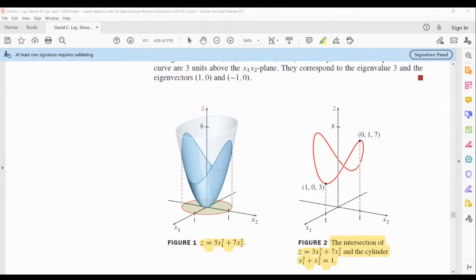How many recall, maybe if you've taken calculus 3, that x squared plus y squared equals 1 in 3-dimensional space is an up-and-down cylinder? How many maybe have seen that? Or remember that from calculus 3? Okay, and maybe some of you haven't taken calculus 3. That's okay. Hey, it's available in the spring, right? It's a really great course.